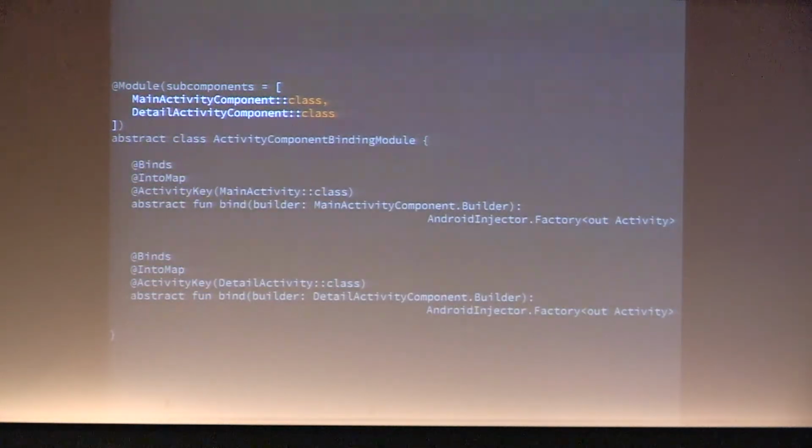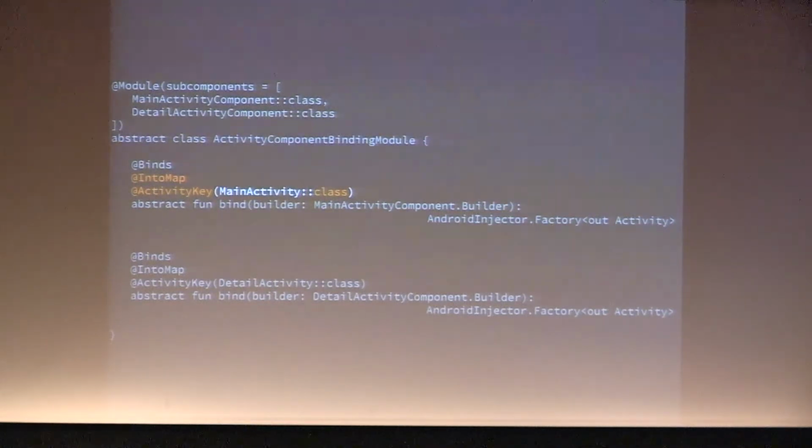So here we are attaching two subcomponents to our module. One for the main activity, one for the detail activity. And you will have to add one method for each component. So you have a lot of annotations. We are going to go step by step. First, we are using the binds annotation that we already saw. So what we are doing is basically binding the builder of our component to a factory that we saw before, a factory of an activity.